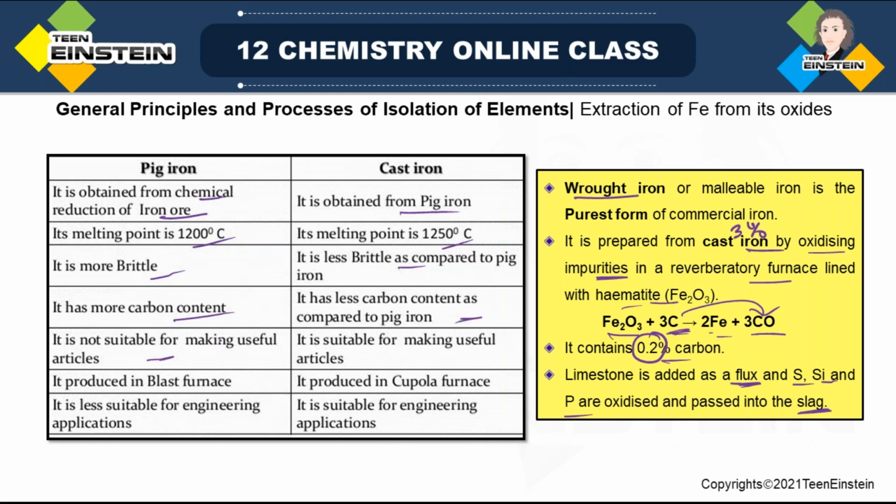Next, pig iron is not suitable for making useful articles because it is more brittle. Cast iron is suitable for making useful articles. That means from an application point of view, cast iron has more application. Pig iron is produced in the blast furnace, but cast iron is produced in a cupola furnace, which is obviously a different method. Details not required, just remember the name. Pig iron is less suitable for engineering applications, so from an application point of view it is not so important, but cast iron is suitable for engineering applications. So these are the differences between pig iron and cast iron.